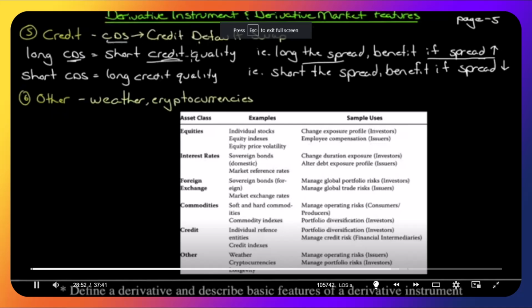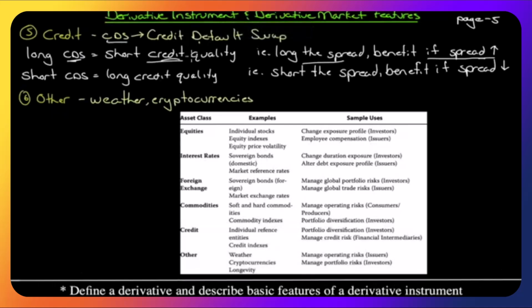When you're long the CDS, you're betting that things are going to get bad for the company and the credit spread will widen. If you're short the CDS, you're actually long the credit quality. You're bullish on the credit quality of the company because you're short the spread, you'll benefit if the spread decreases. So the long CDS, short CDS is long the spread or short the spread. Being long a spread is not a bullish thing for a company. That's very bearish because you're short the credit quality.